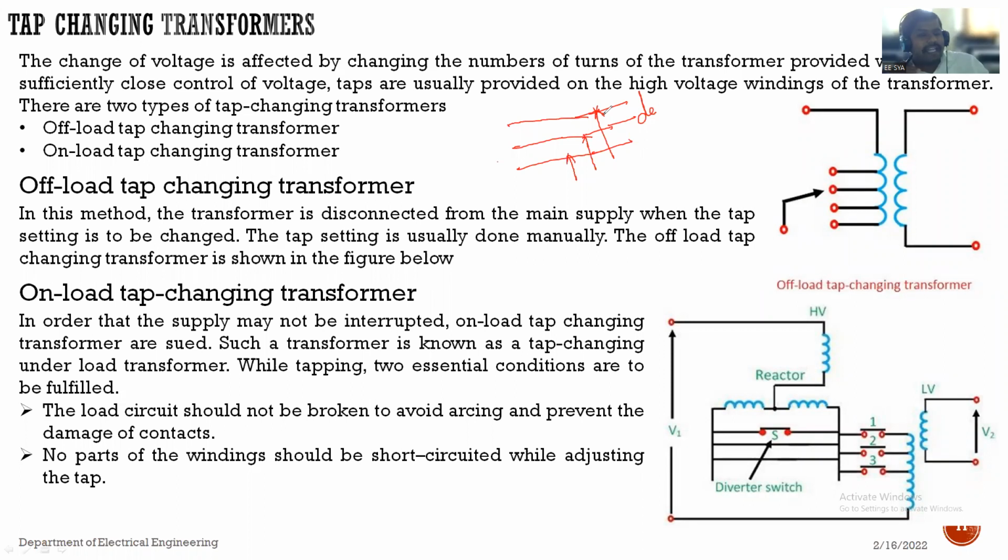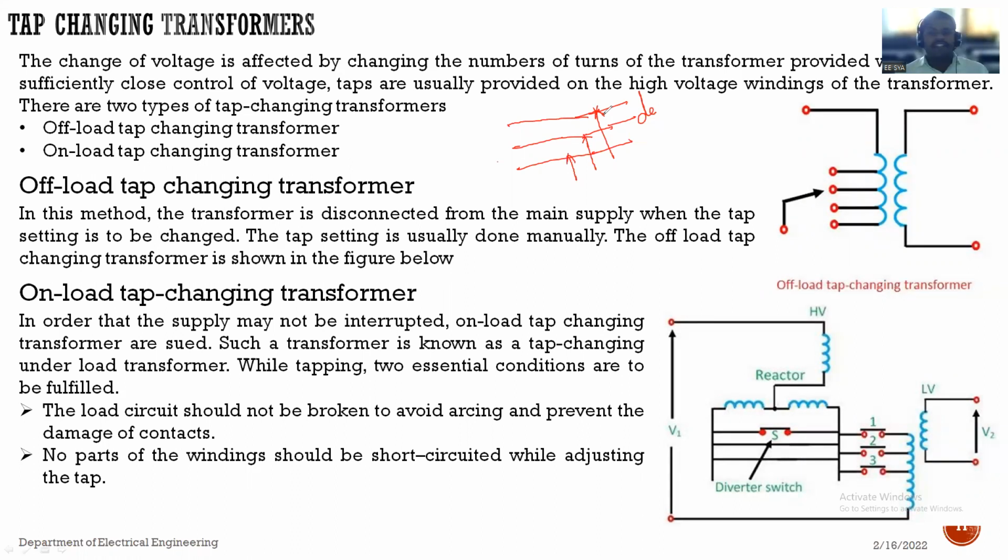Additionally, the tap changing transformer can be used in the power system to do the compensation of reactive power as well as active power. We use it for active power compensation as well as reactive power compensation, that means to meet the specific power flow, or it may be to meet the desired power flow on that line. Okay, see, the change of voltage is affected by the changing of number of turns.